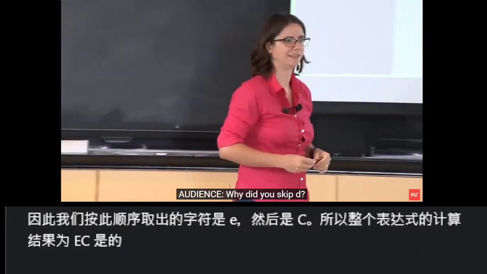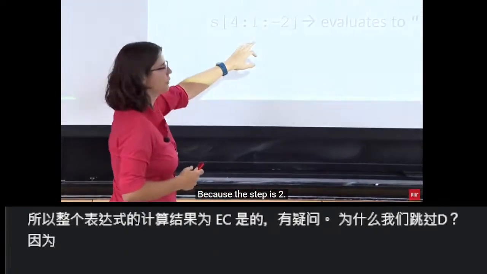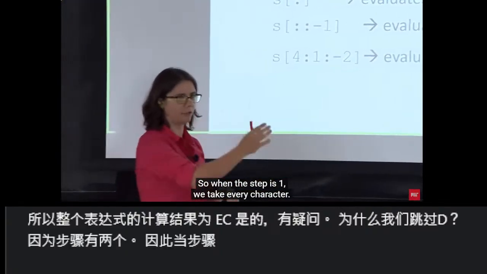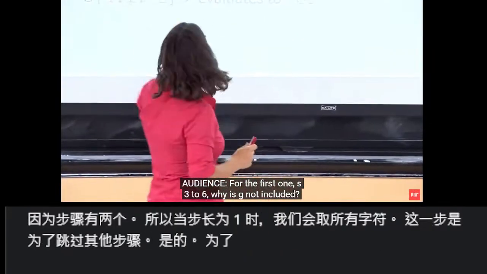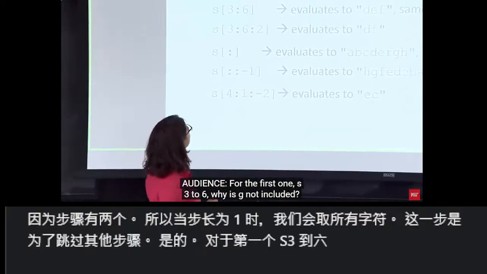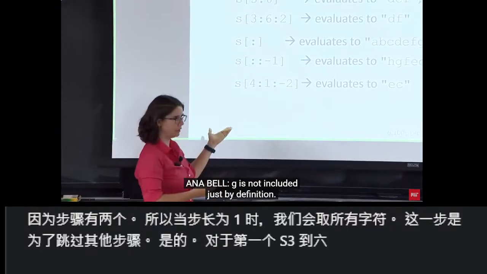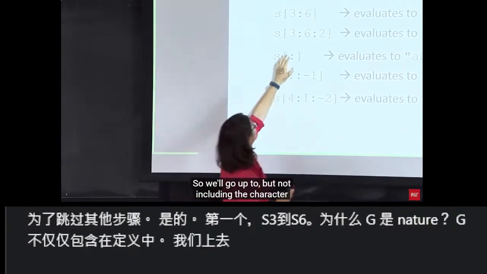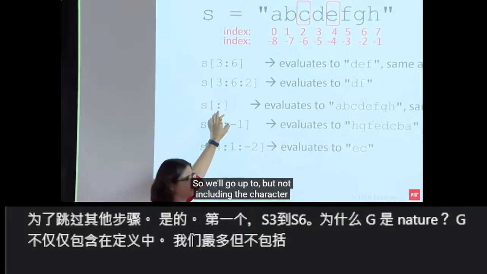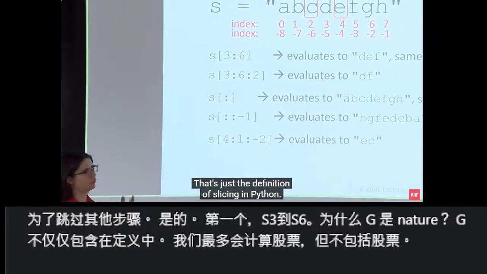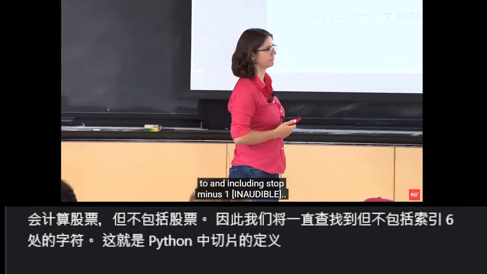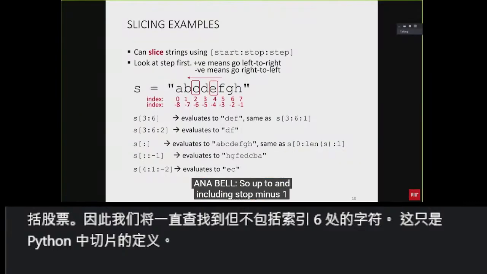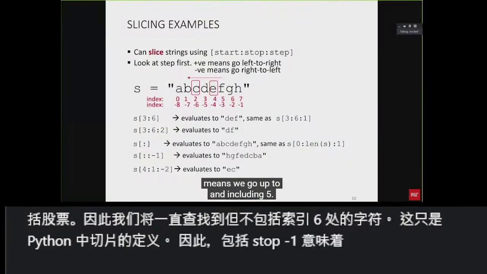Yes, question? Why do we skip D? Because the step is 2. So when the step is 1, we take every character. When the step is 2, skip every other one. Yeah? For the first one, S[3:6], yep. Why is G not included? G is not included just by definition. We go up to, but not including, the stop. So we'll go up to, but not including, the character at index 6. That's just the definition of slicing in Python. Is it like a character that's up to and including stop minus 1? So up to and including stop minus 1 means we go up to and including 5. Right, yeah, exactly. Yep.